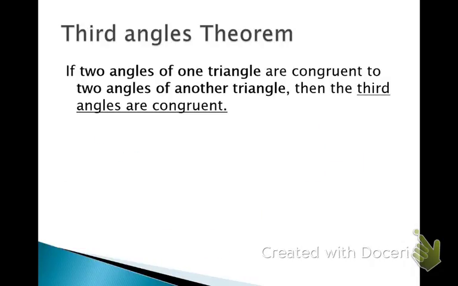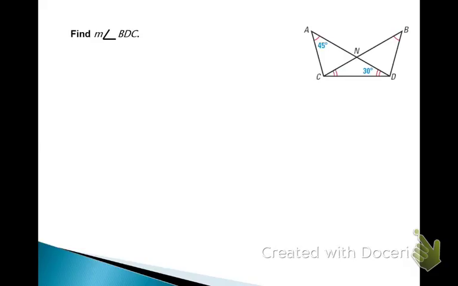Third angles theorem. If 2 angles of one triangle are congruent to 2 angles of another triangle, we don't have to calculate the third angle. We automatically know they would have to be the same, right? If 2 angles are congruent, then the third one's going to be congruent because we know it's going to add to 180 in both triangles, and whatever it takes to add to 180 would be the same in both triangles. Here's an application of that theorem.